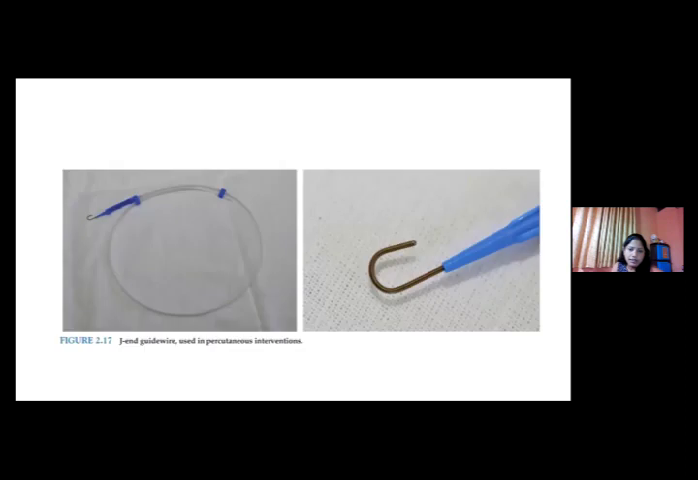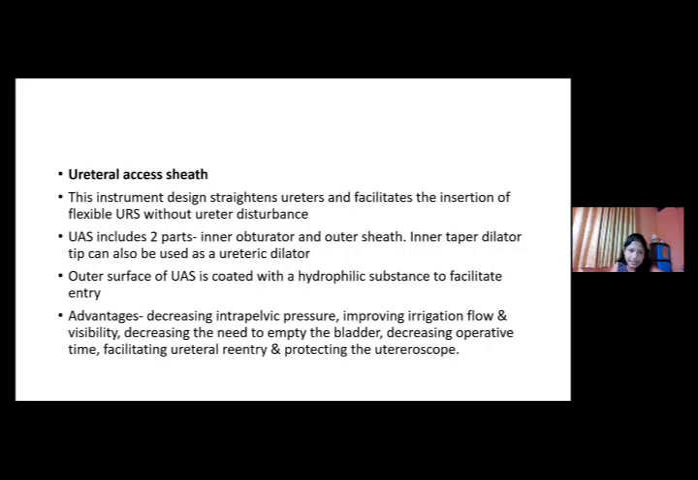So these are the guide wires. Then coming to the ureteral access sheath. The ureteral access sheath is important when it comes to flexible URS. This instrument is designed in a way to straighten the ureter and facilitate the insertion of the flexible URS. It has 2 parts, the inner obturator and the outer sheath. The inner taper dilator tip can also be used as a ureteric dilator. The outer surface is coated with hydrophilic substances to facilitate entry.